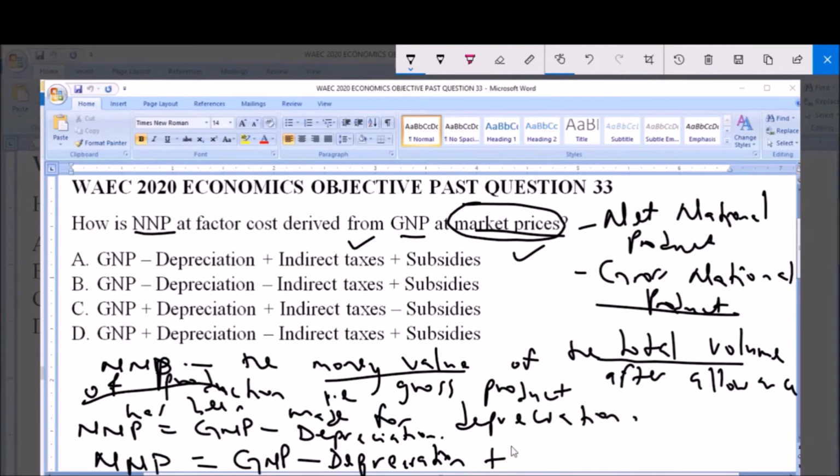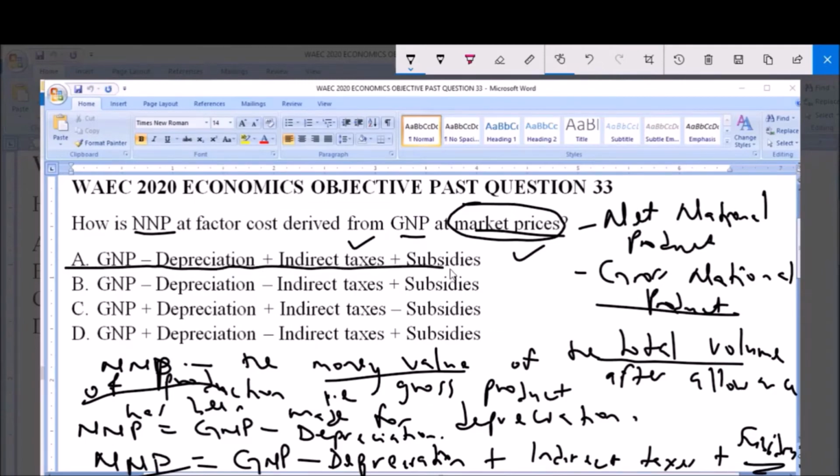So that is GNP minus depreciation plus indirect taxes plus subsidies. So everything here will give you the net national product. So this expression we have given is option A. So option A is the correct answer to this question.